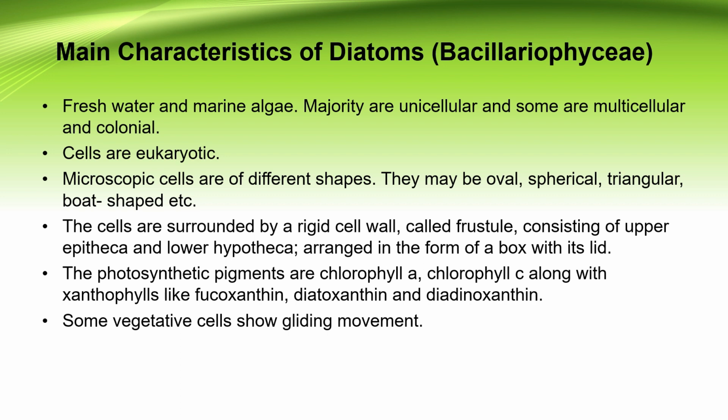So the frustule is a term that we use to describe the rigid cell wall in diatoms. And this cell wall consists of upper epitheca and lower hypotheca arranged in the form of a box with its lid. The photosynthetic pigments in diatoms are chlorophyll A, chlorophyll C, along with xanthophylls like fucoxanthin, diatoxanthin, and diadinoxanthin. And there are some vegetative cells that show gliding movement.